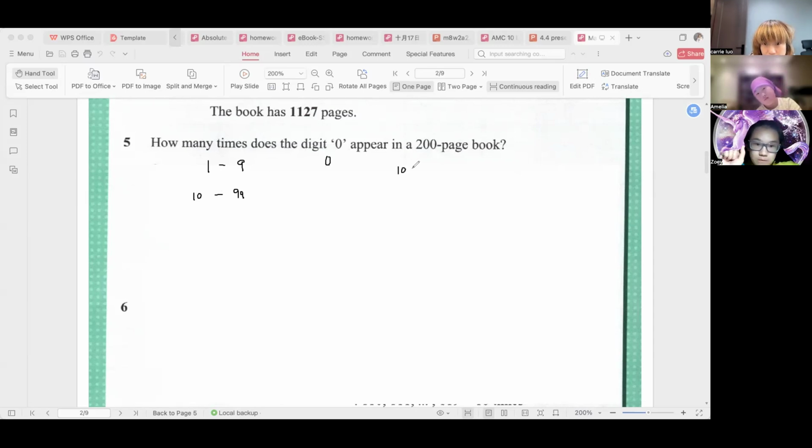Now let's look at 10 to 99. Okay, let's just list them. So from 10 to 19, how many times? 1. 20 to 29, 1. 30 to 39, 1. Okay, I'm going to stop here and you tell me from 10 to 99, how many zeros are there? 9.